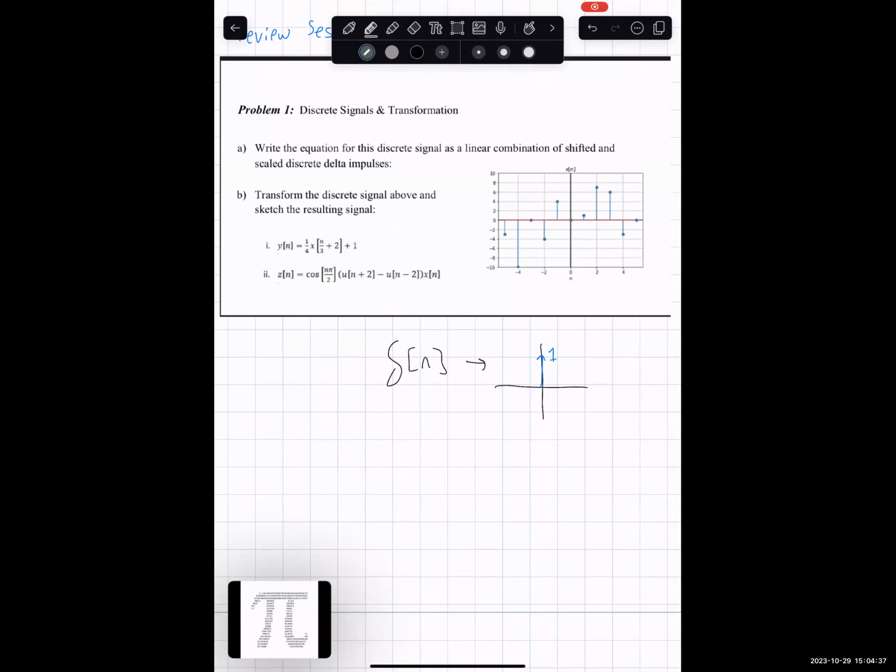Quick point of clarification, it should be a lollipop, not an arrow. An arrow implies just continuous. Oh yeah, good point. Continuous impulse. Yeah, it should be something like this. Thanks for hopping in.